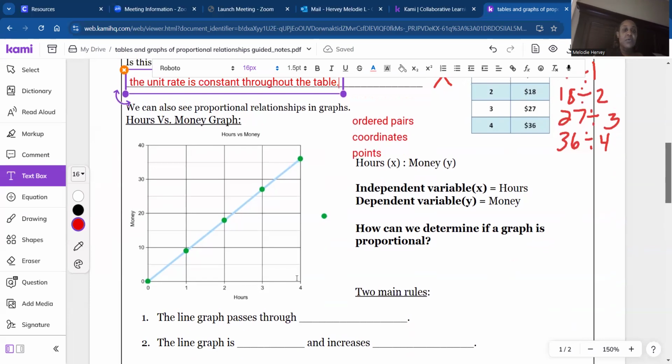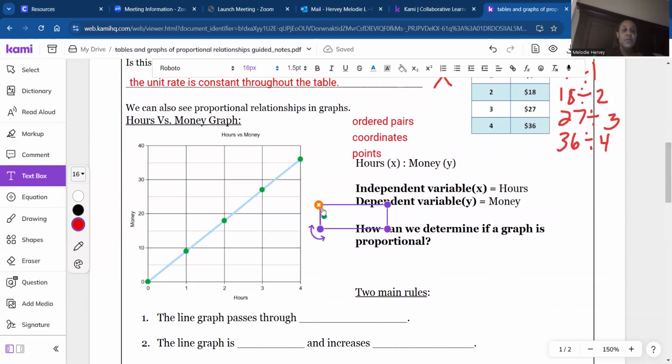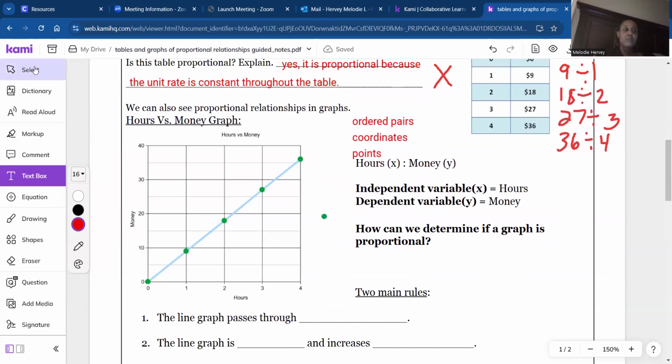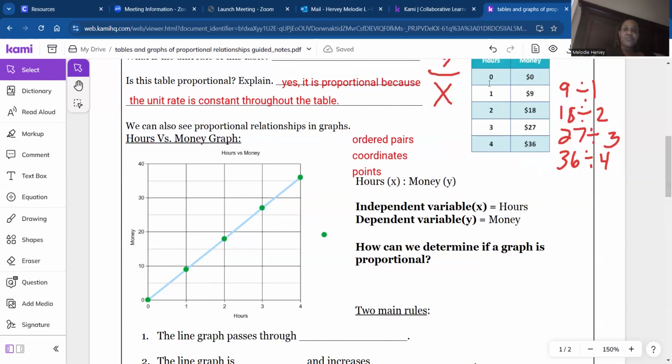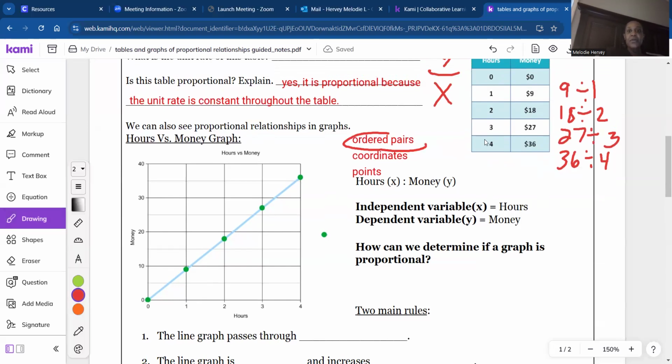So how do we get these points on a graph? How did we get 0, 0? And how did we get this point right here, and this green point right here, and this green point here? How did we get these? It's the information on the table. So what you need to know is that the data in the table represents what we call ordered pairs, or some people call them coordinates, or as I just mentioned, points.